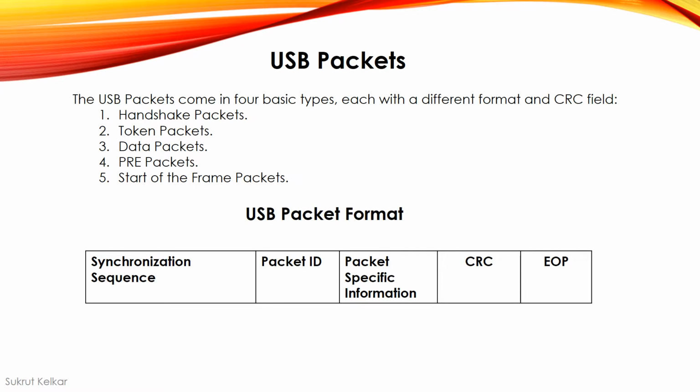USB packets. The USB packets come in 4 basic types, each with a different format and CRC field. The USB packet format is given below. It consists of 5 main fields: the synchronization sequence, the packet ID, the packet specific information, the cyclic redundancy check, and the end of operation field.